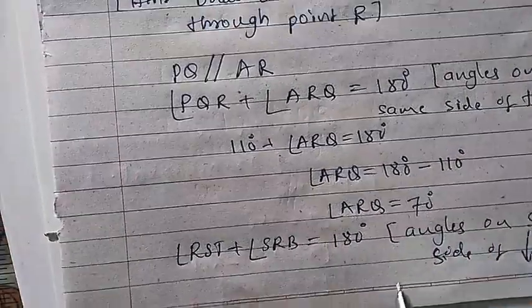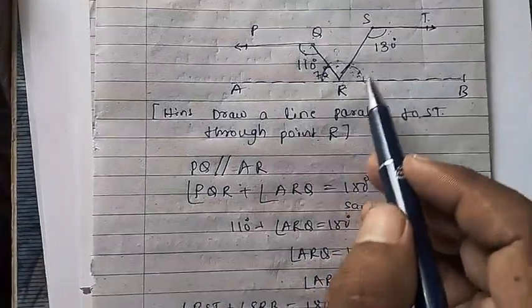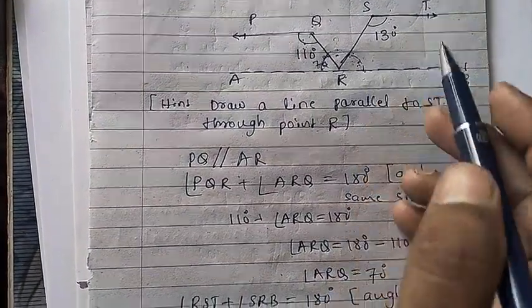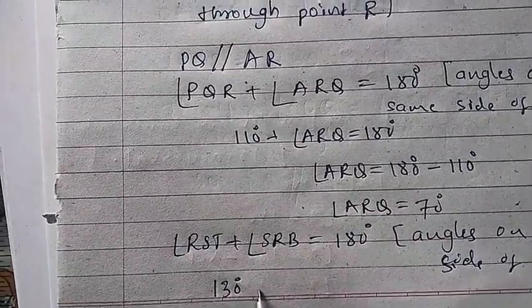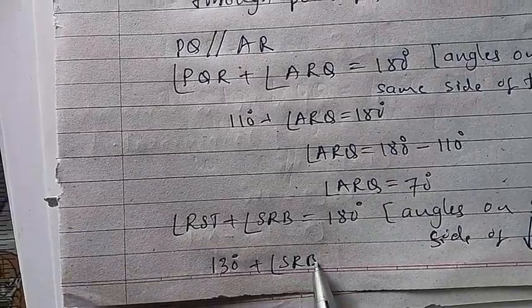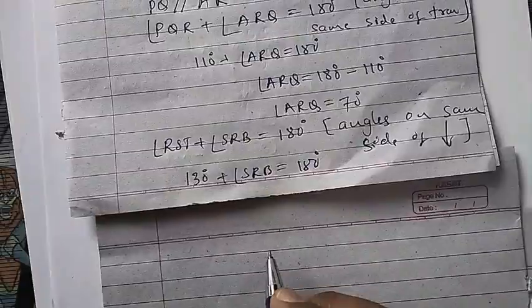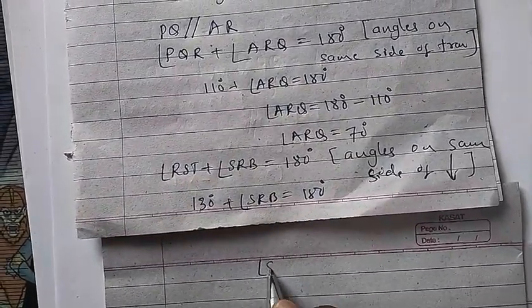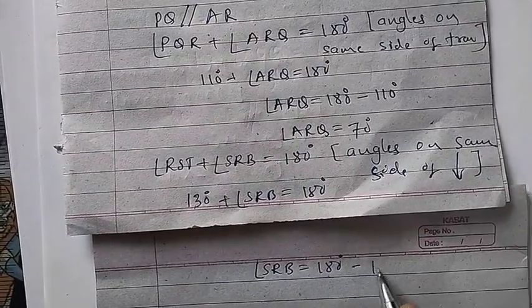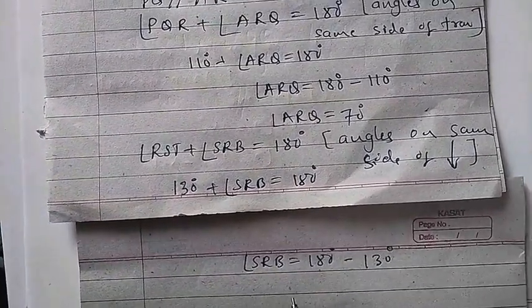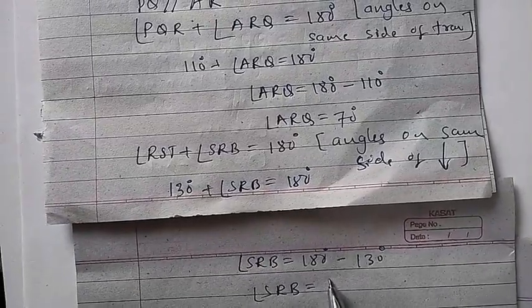Clear? Now see next. Angle RST, how much is there? 130 degrees. 130 degrees plus angle SRB is equal to 180 degrees. Clear? Therefore angle SRB is equal to 180 degrees minus 130 degrees. So SRB is equal to 180 minus 130, how much? 50 degrees. Correct.